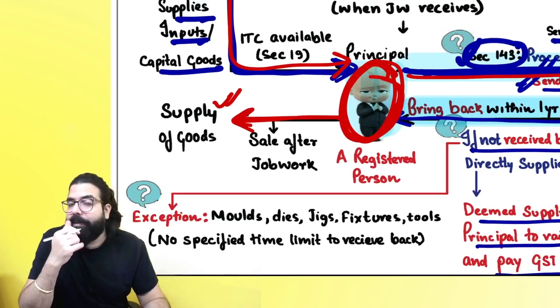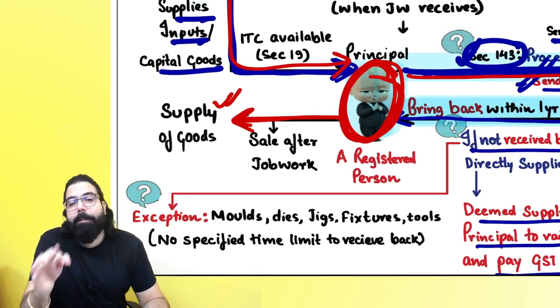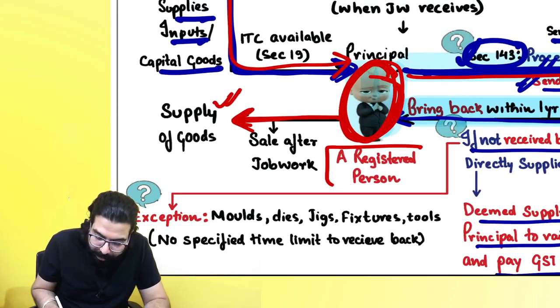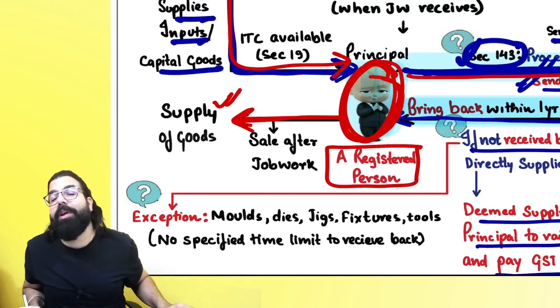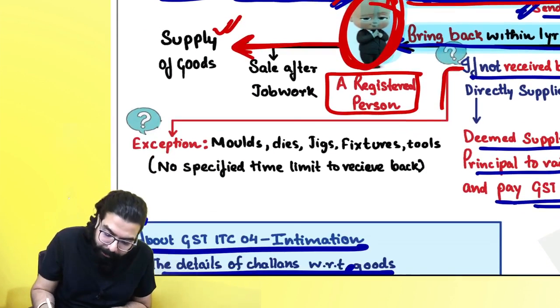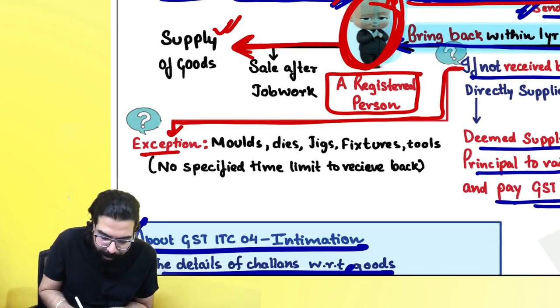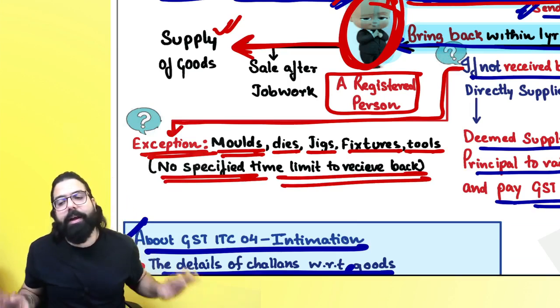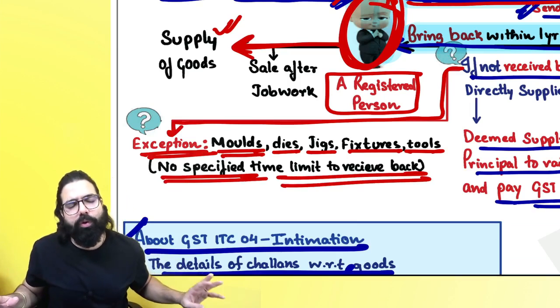And one more point which I want to tell you very importantly, remember, job work provisions are only applicable if you are a registered person, only applicable on a registered person. Okay, everyone, done. This time limit for bringing back is not applicable in case of moulds, dies, jigs, fixtures, tools.